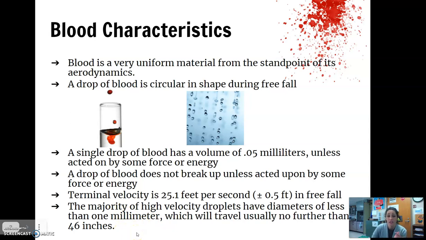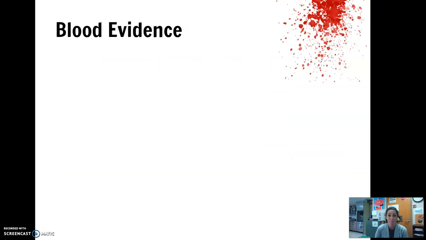And they're not going to usually go much farther than 46 inches. That's where it will tap out. So if someone gets hit and blood spatters out of them, even if it's going really fast, or like it gets a gunshot and the blood spatters, it's not going to go any farther than 46 inches. That would be too far for it to travel based on its speed. So there's some physics involved in this.